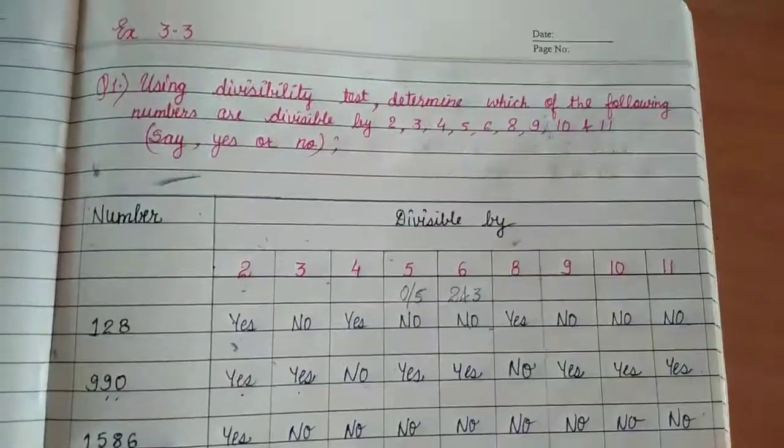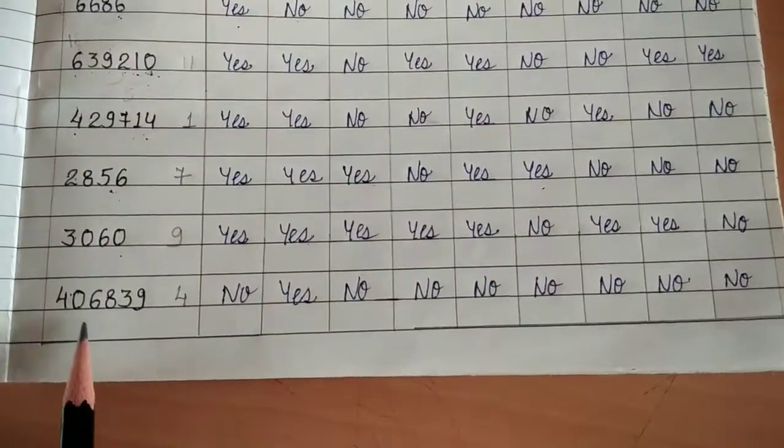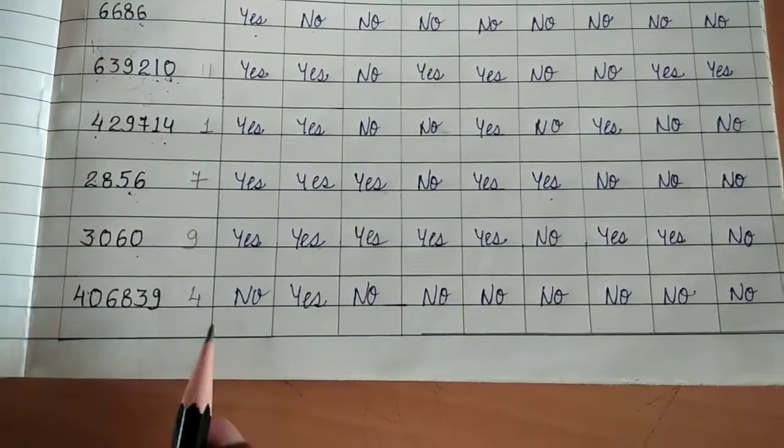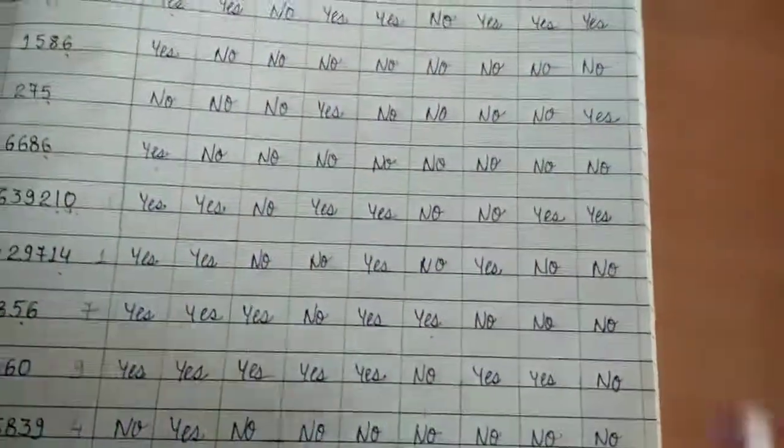So here we completed our table for question number one. I hope that you understood. Simply, in the last one we have to identify the difference between even places and odd places. And if the difference is divisible by 11 or the difference is 0, only then can we say the number is divisible by 11.